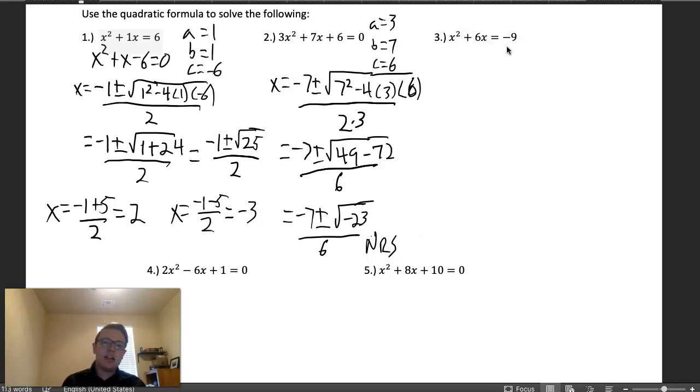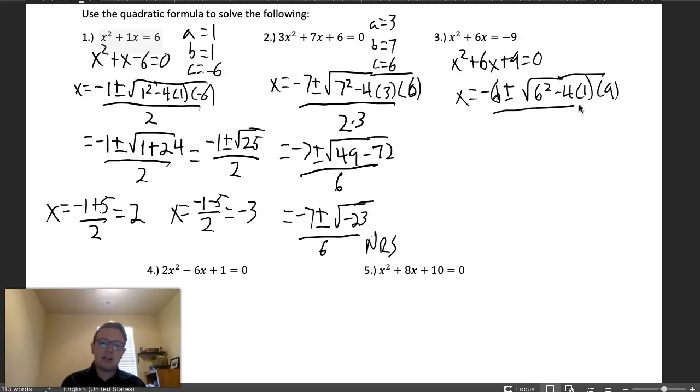For 3, we're going to add 9 over, so this becomes x squared plus 6x plus 9 is equal to 0. A is 1, b is 6, and c is 9. So this is going to become x is equal to negative b plus or minus the square root of b squared, 6 squared, minus 4 times a times c, all over 2 times 1.